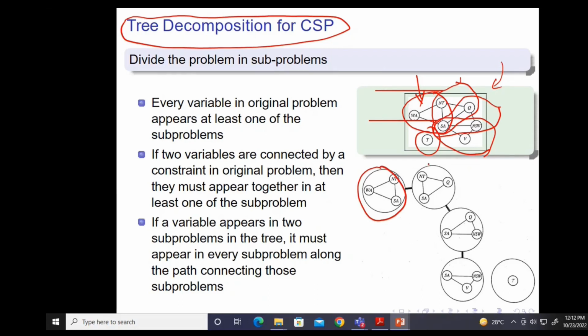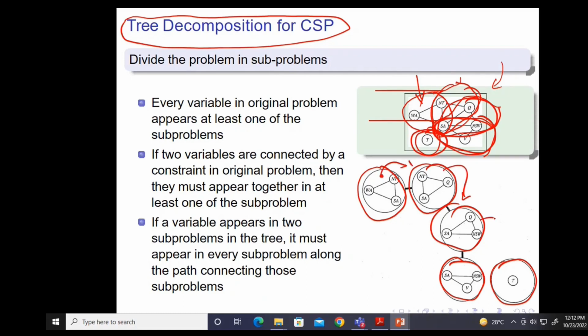Then I would solve this one. Then I would solve this particular problem. Then this particular problem. Then this particular problem. So all these problems are independently going to be solved. And then their solutions are going to be sent from one place to another so that we can reduce the number of computations.